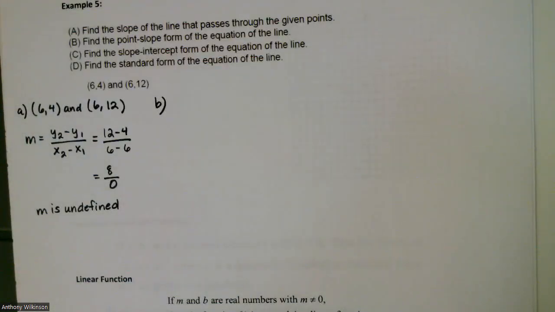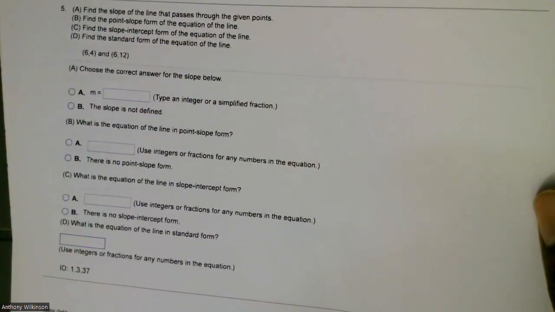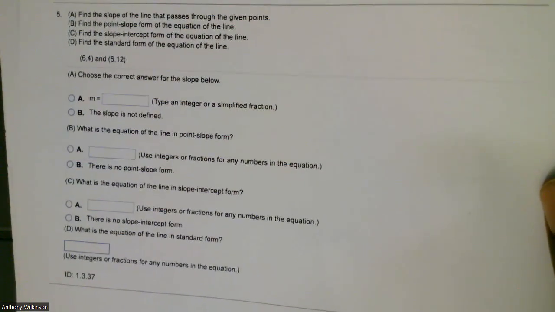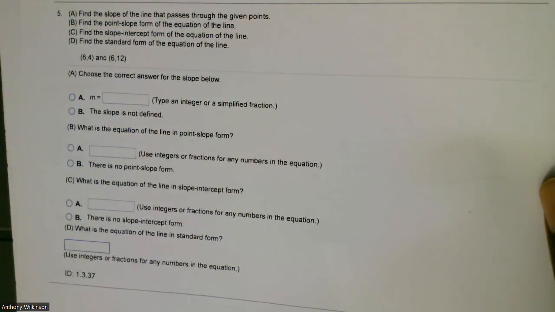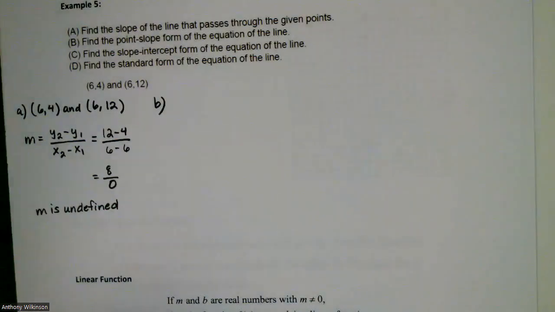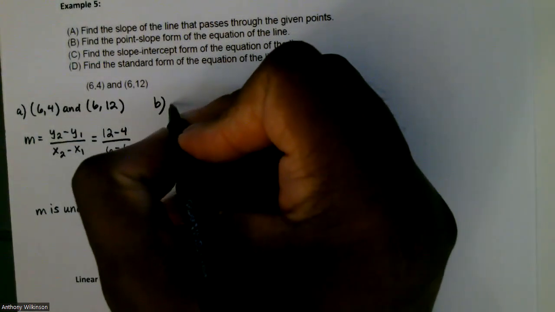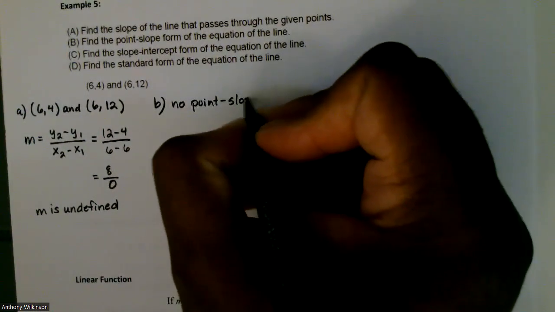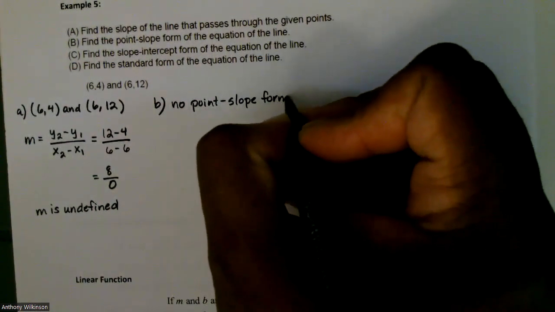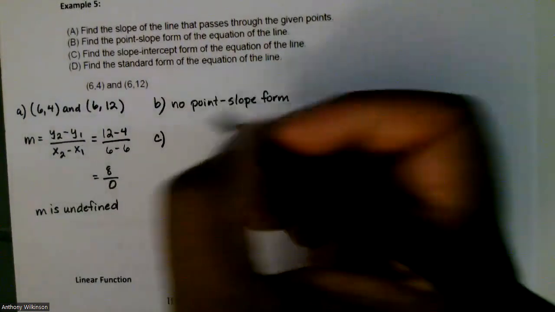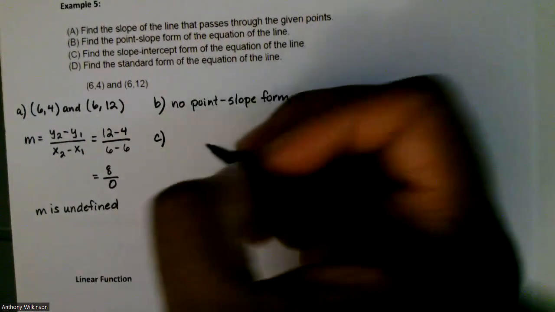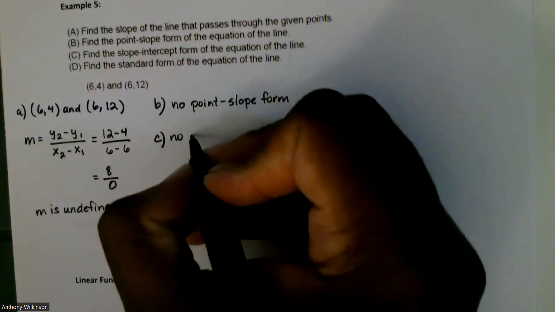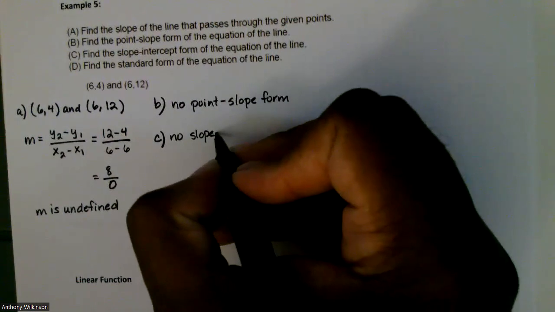And then part B is finding the point slope form of the equation of the line. Well, in this case, if you take a look at it, here they give you the choice right here. There is no slope intercept form. There's no point slope form because the slope is undefined. So in this case here, there is no point slope form. And of course, if there is no point slope form, then part C is this. It's going to be hard for you to find the slope intercept form of the equation of the line. That means that there is no slope intercept form.